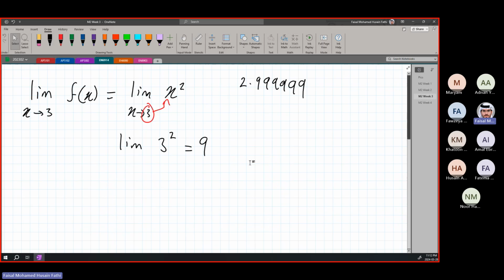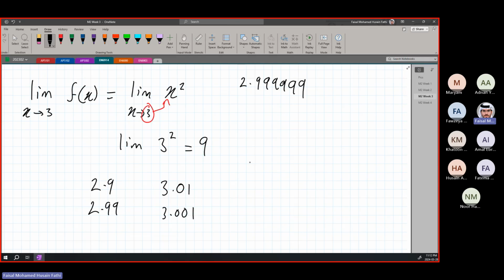But how is it done usually in limit? In limit, we take values that are very close, like 2.9, then 2.99, or 3.01, then 3.001, and we substitute them in x, and you will realize that the answer is always going to be very close to 9. So if we substitute 2.9, it would be 2.9 squared, which is roughly 8.41. It's not exactly equal to 9, but it's going to get closer every time. If we do 2.99, a bit more accurate, the answer equals 8.401, and then it will keep getting closer and closer.